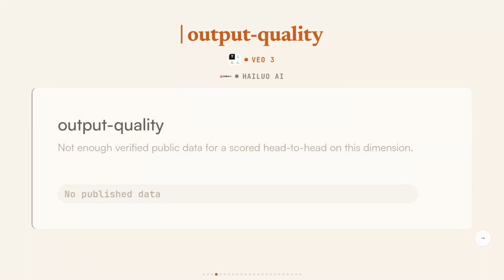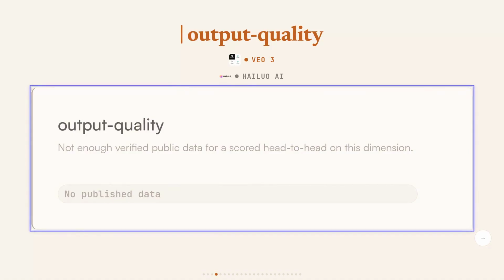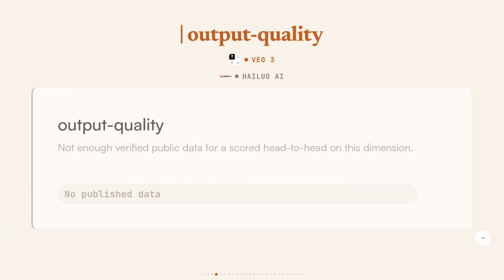I pulled the Artificial Analysis Leaderboard and Veo 3 sits at 84.0% on the LMA benchmark, with Hailuo AI right behind at 78.0%. These are community-reported figures, so treat them as directional, but Hailuo's 78% still beats Sora and Kling 2.0, so you're not exactly settling for something weak.